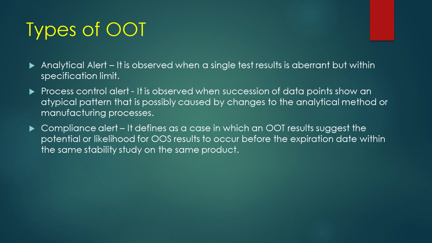Let's see types of OOT. First one is analytical alert. It is observed when a single test result is aberrant but within specification limit.